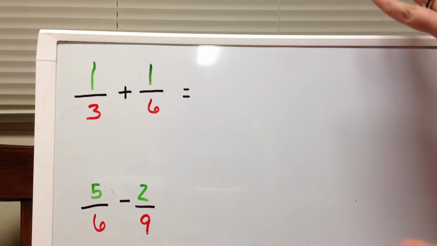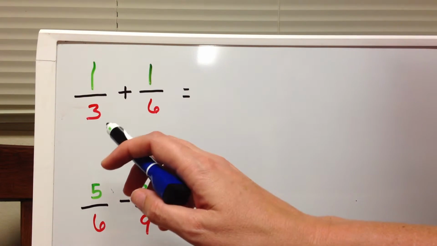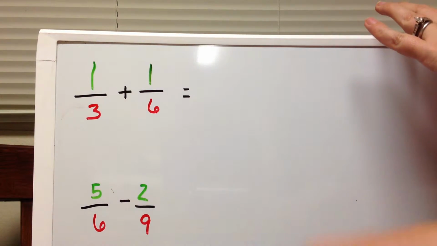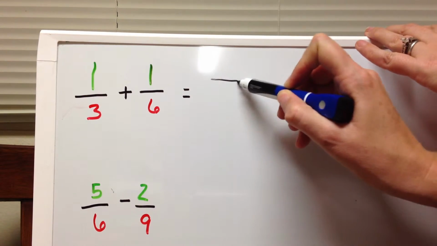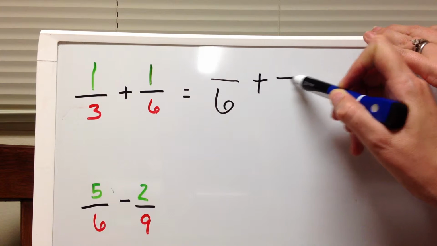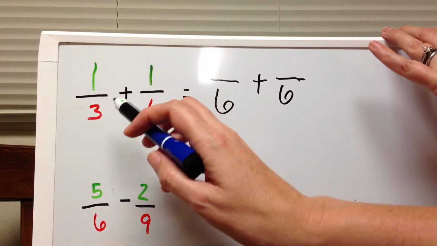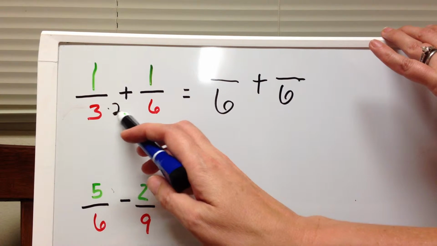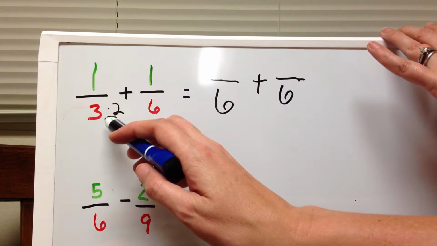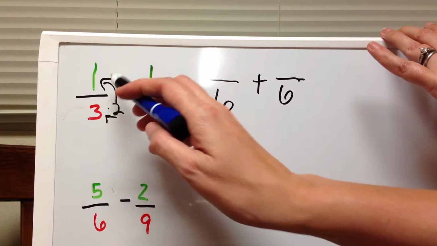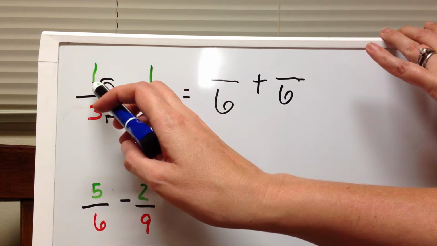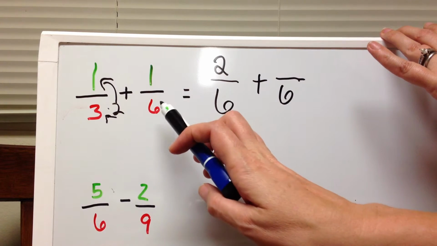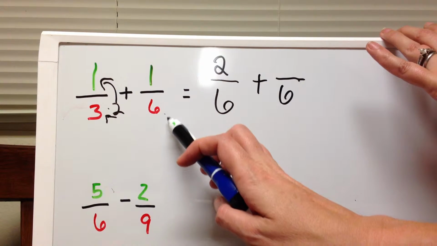The next step is knowing that whatever you do to the denominator, you also have to do to the numerator. So we know that we will have 6 in both of our denominators. In our first fraction, to make 3 into 6, we had to multiply it by 2. So whatever we do here in the denominator, we have to do here in the numerator. So we're going to multiply our numerator 1 by 2. So 2 times 1 equals 2. And in the second fraction, we already had 6, so we won't have to change it.